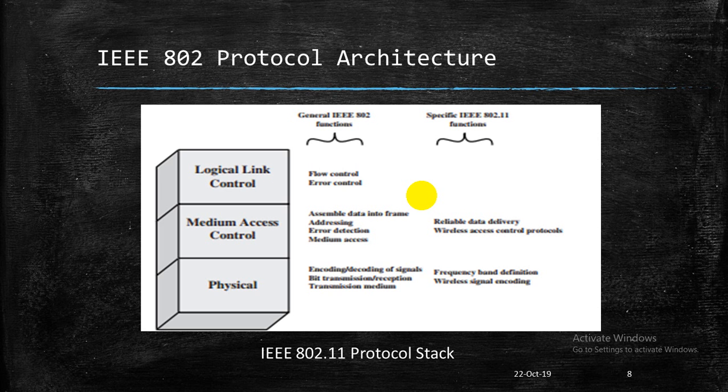In the logical link control, first the data will arrive into the logical link control, which does flow control by checking the flow and determining the error control. The data will be passed to the medium access control, and after checking the addressing or error detection, the data will be passed into the physical layer. The physical layer is mainly doing the encoding or decoding of signals, bit transmission, and the transmission medium.